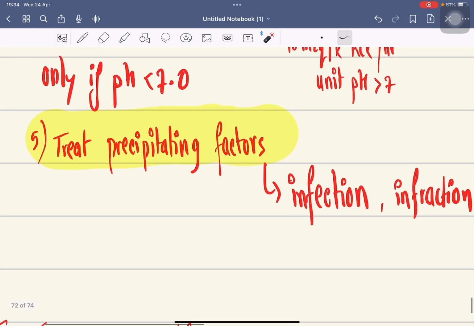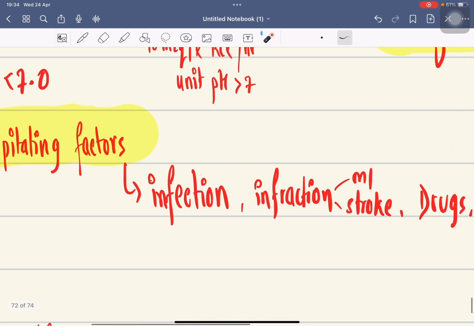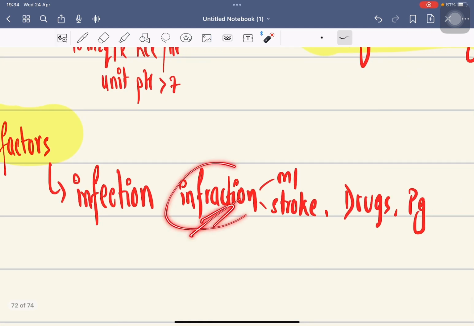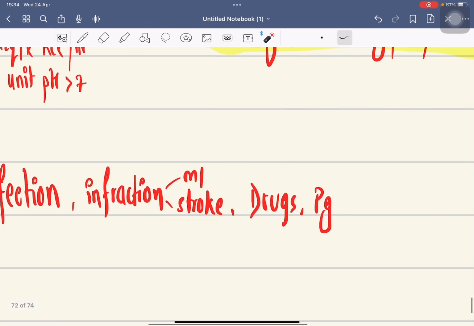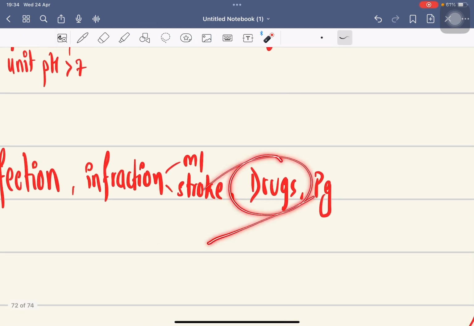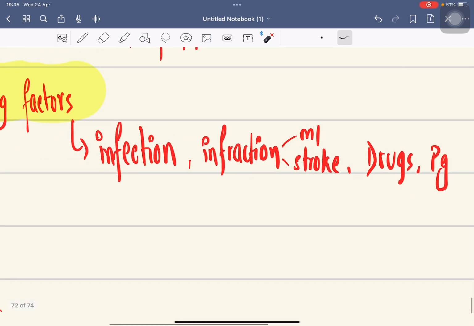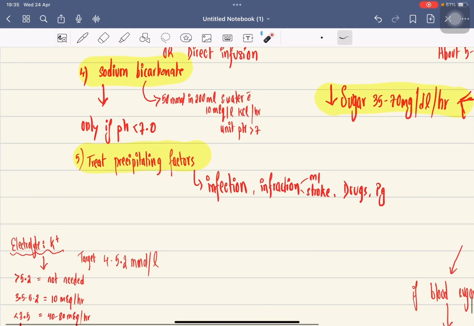And we should treat other precipitating factors like infection. We should check for CT scan and ECG to check for MI and stroke. We should check drug history. We should rule out pregnancy. There might be pancreatitis due to abdominal pain, and we should check serum lipase and amylase, all should be checked. Okay, thank you.